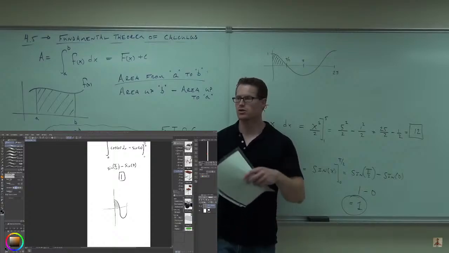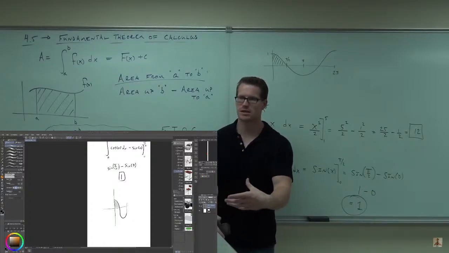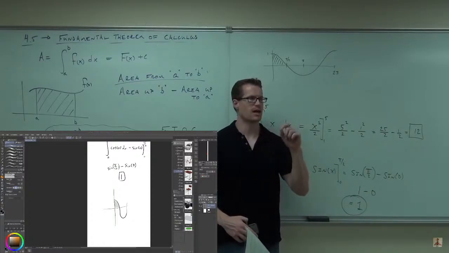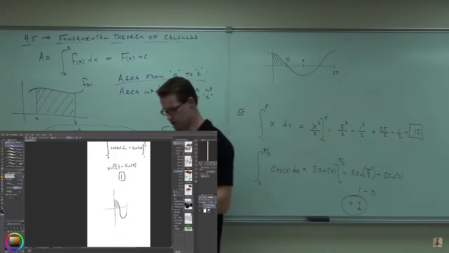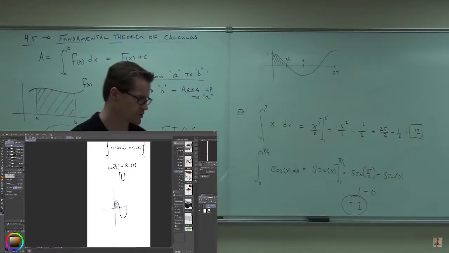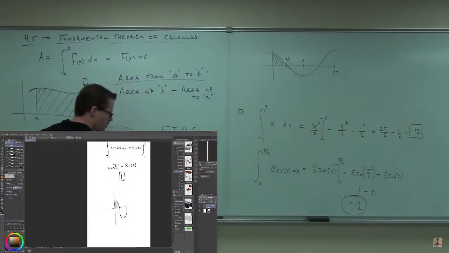Total area would change the area below the x-axis into something above the x-axis so you can actually add it together. We'll talk about that in just a bit. For right now, we'll do a couple more examples just to really illustrate this stuff, and then we'll go till the next class.